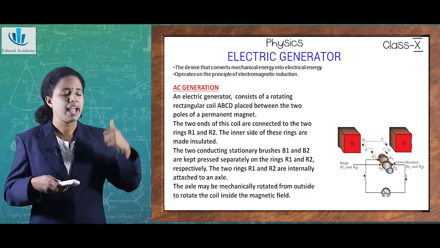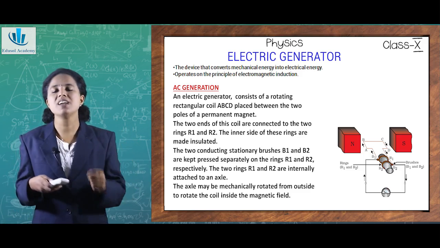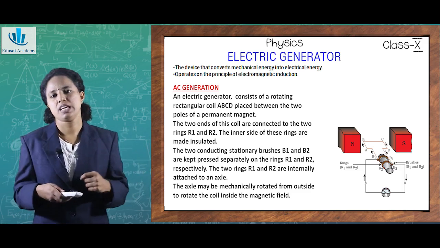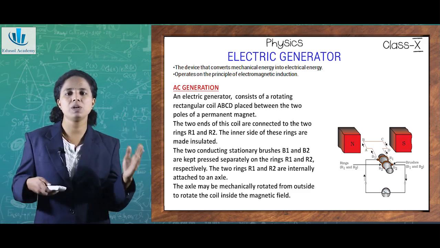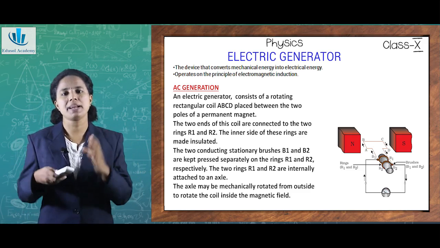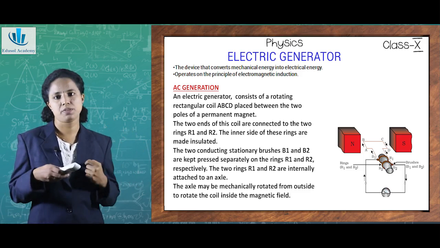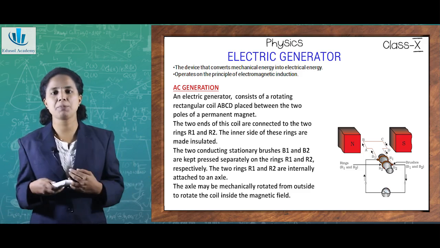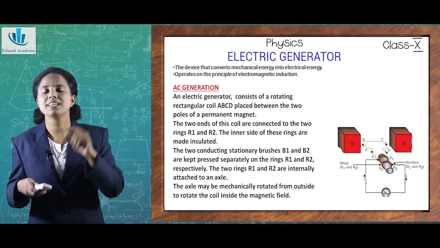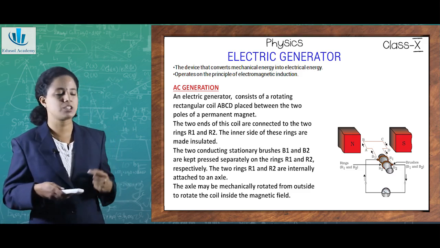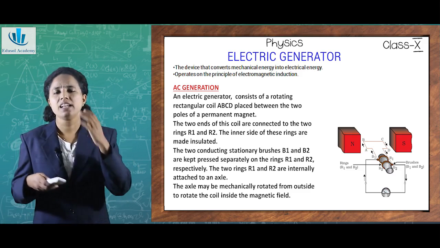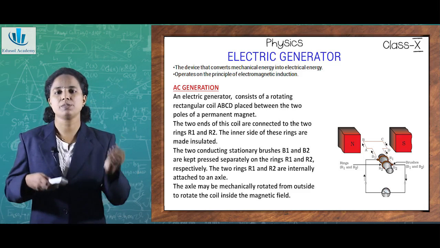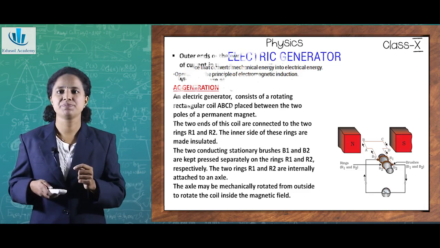You can see that the inner side of these rings R1 and R2 are insulated, and there are also two brushes B1 and B2. The two conducting stationary brushes B1 and B2 are kept pressed separately on the rings R1 and R2. So, the brush B1 will be kept to the ring R1 and brush B2 will be kept to the ring R2. The two rings R1 and R2 are internally attached to the axle, and the axle can be mechanically rotated from outside to rotate the coil which is placed inside the magnetic field.